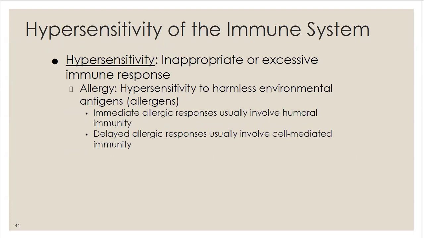So hypersensitivity occurs when the immune system responds inappropriately or excessively, and that leads to harmful effects. There are two main types of hypersensitivity responses. One is allergies. Hypersensitivity to harmless environmental antigens, known as allergens, such as pollens, pet dander, or foods.